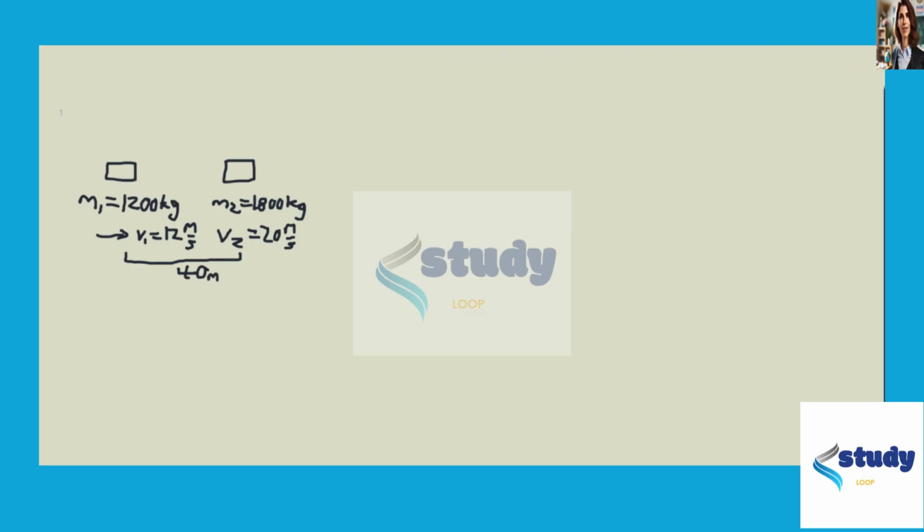Now, the first part asks us to find the center of mass of these two cars. And since we're not given a specific coordinate system, all we need to do is find the center of mass relative to these two. So we might as well define the first car to be the origin. In that case, we'd be defining its position to be x1 equal to 0 meters, and the other one, being 40 meters ahead of it, would of course just be at x2 equal to 40 meters.